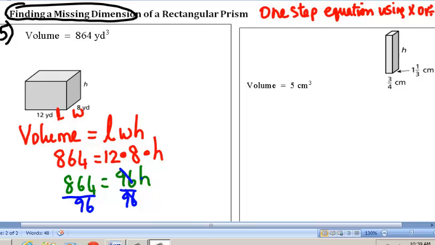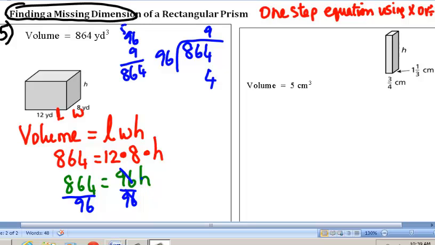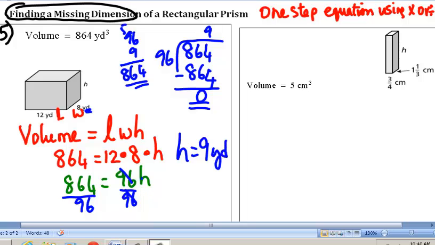This is 1h. So if you divide 864 by 96, you will realize, if you keep doing it, that it goes 9 times. 9 times 6 is 54. Carry the 5. Let me do it here. 54, carry the 5. 9 times 9, 81, 86. So it's 864, 0. So the h equals 9. What's the unit? In this case, yards. So 9 yards is the missing dimension. Height is 9 yards.